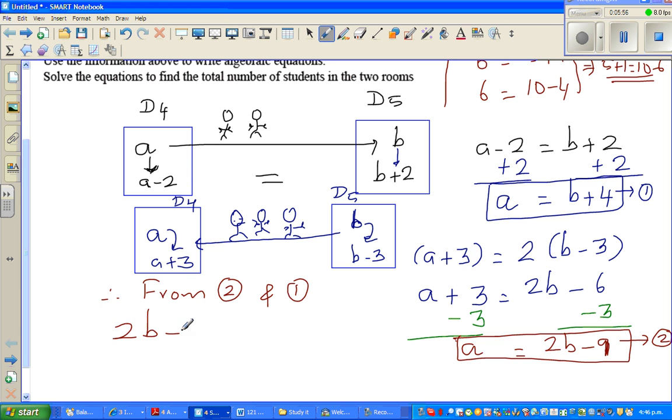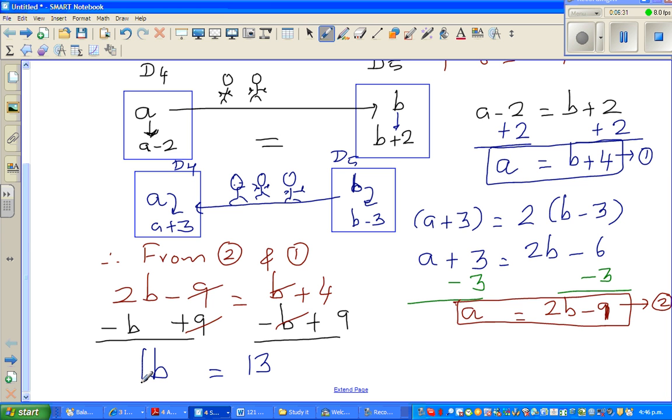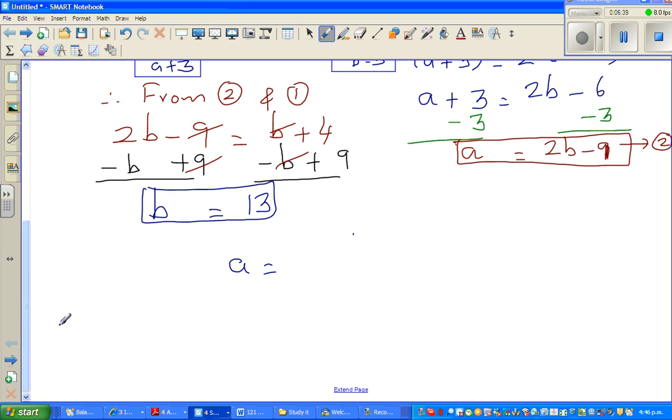Based on this argument, I can say 2B minus 9 is equal to B plus 4. I want to get rid of this minus 9, so I add 9 to this side and add 9 to this side. I want to bring the Bs to the left hand side, so I'll take away B from both sides. So we are left with 2B minus B, which is B, equal to 13. We'll check this answer. Now, A is B plus 4, which implies 13 plus 4, so A is 17.